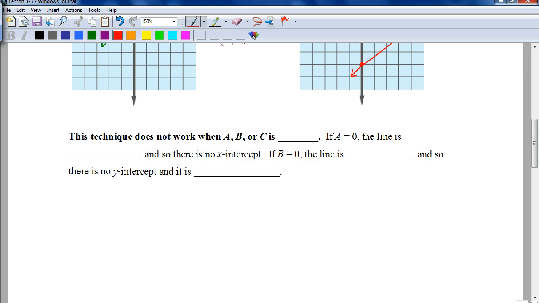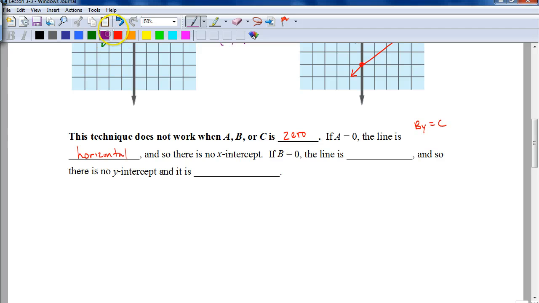Okay, so this technique that we just did does not work when A, B, or C is 0. Because if A equals 0, then I'd have just BY equals C. And if that's the case, I'm not going to have both an x and a y-intercept. I'm going to have a horizontal line. So there's only going to be just a y-intercept, no x-intercept there.